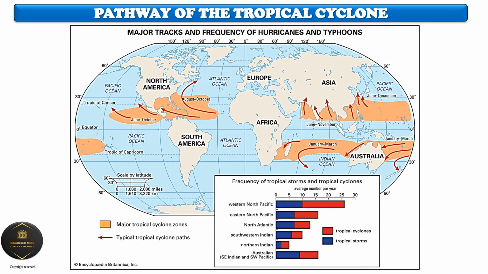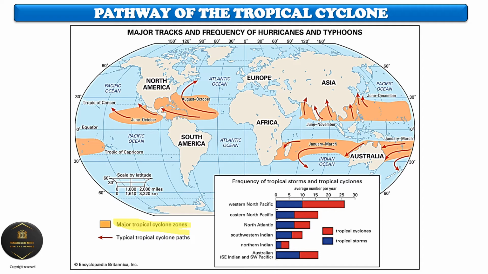I want us to then look at the pathway of the tropical cyclone. Now, what do we mean by the pathway? The pathway basically looks at how the system affects the northern and southern hemisphere. So we are basically thinking about the major tropical cyclone zones, in terms of how it will form and how it will affect those regions.